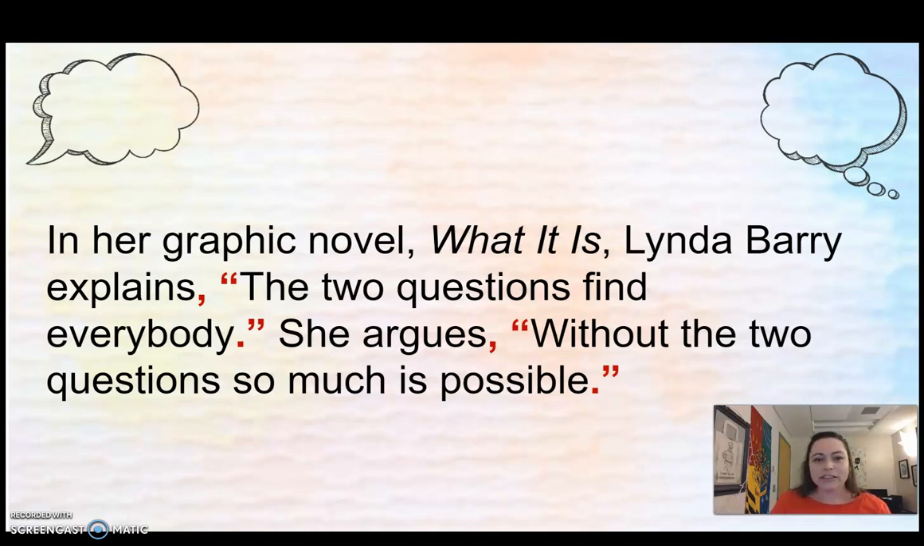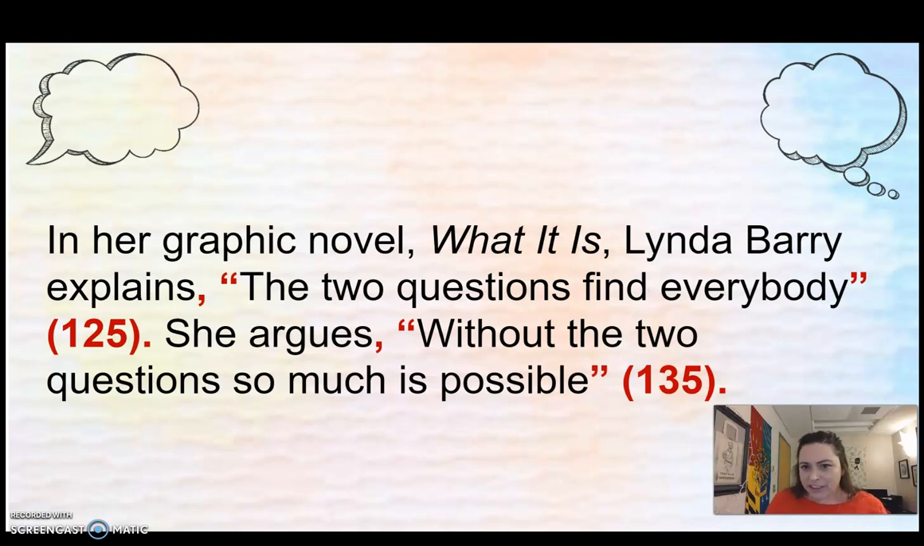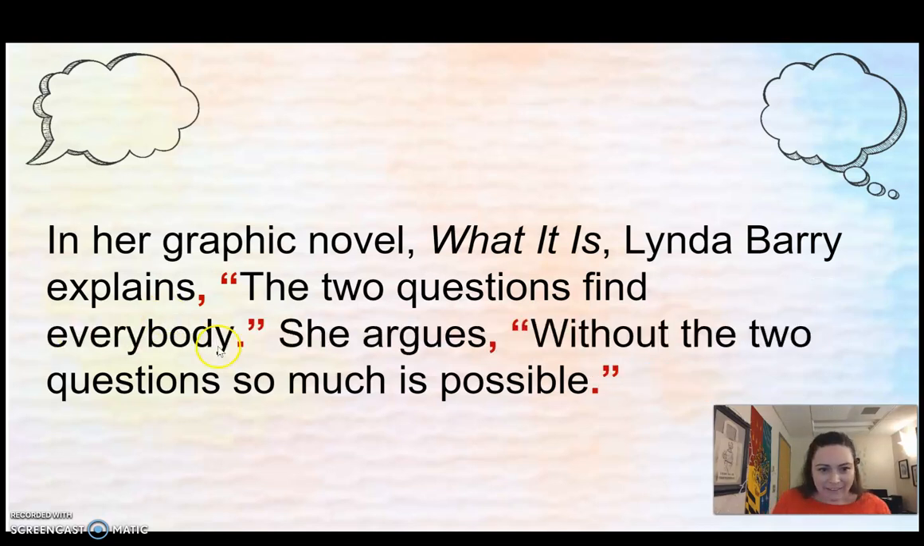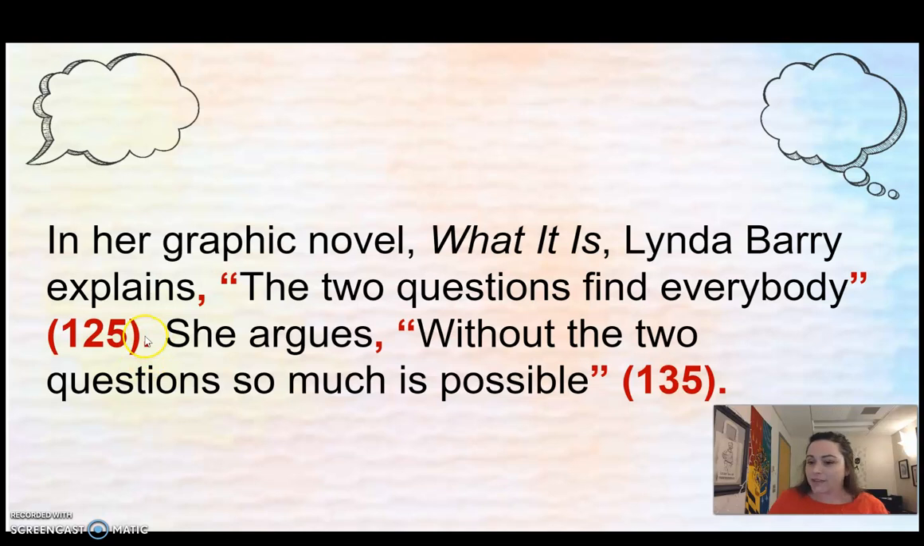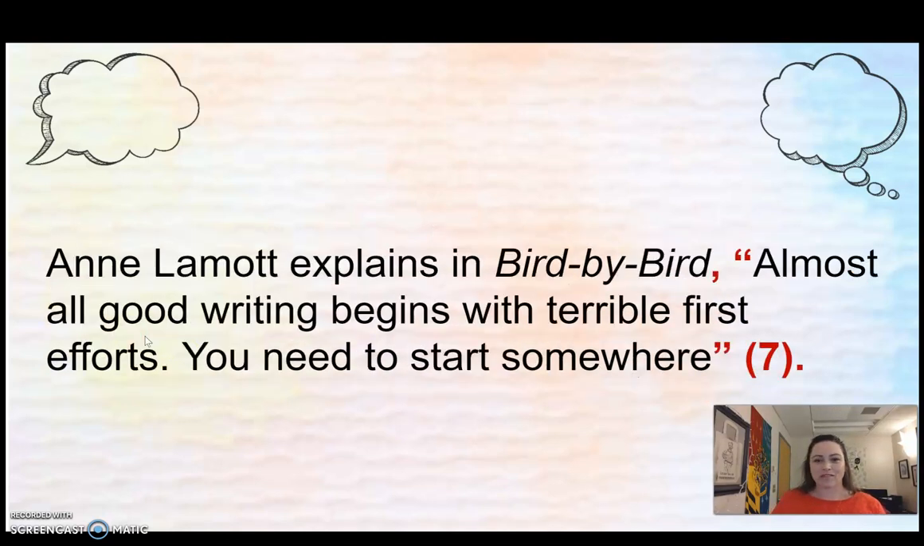In her graphic novel, What It Is, Linda Barry explains the two questions: find everybody. She argues, without the two questions, so much is possible. One thing to note is that if we go in there and add the page numbers, the period moves from being inside the quotation to being outside the parentheses. I don't know why it does that. It just does. Here's another piece. Anne Lamott explains in Bird by Bird, quote, almost all good writing begins with terrible first efforts. You need to start somewhere.